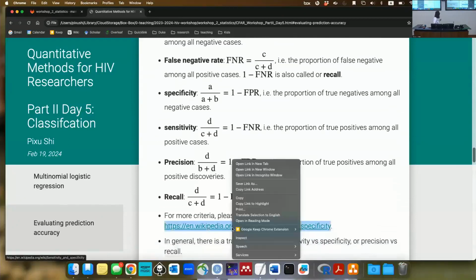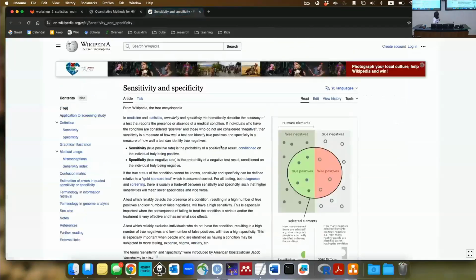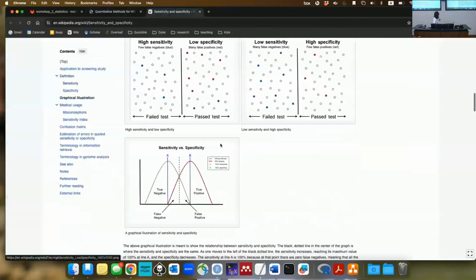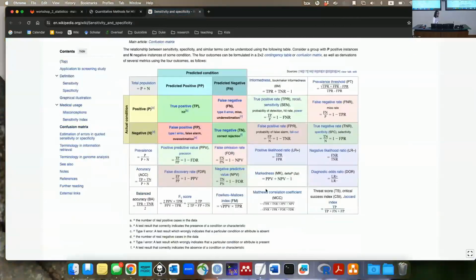And this is also one of my most visited webpages. It has this huge table of all the different names people give to the 2x2 classifications. It's just really confusing, so I look it up all the time.